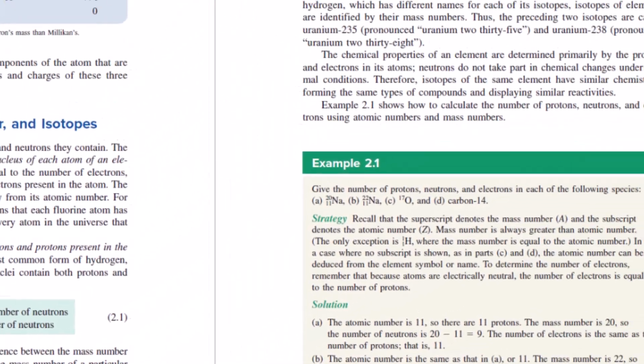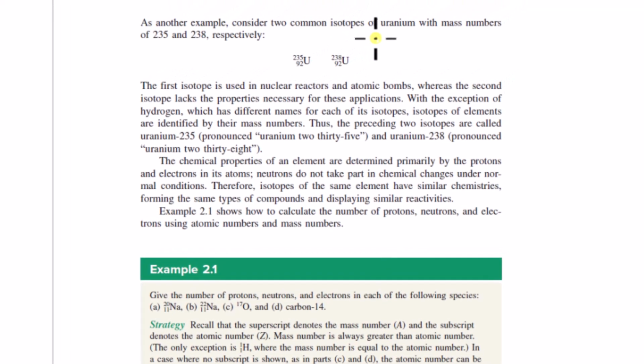Okay, as another example, consider two common isotopes of uranium with mass numbers of 235 and 238 respectively. So yeah, we can think about this symbology here. If you have the atomic number, then that specifies what the chemical symbol is. These two go hand in hand. If you know the chemical symbol, then you know the atomic number. Or if you know the atomic number, then you know the chemical symbol.